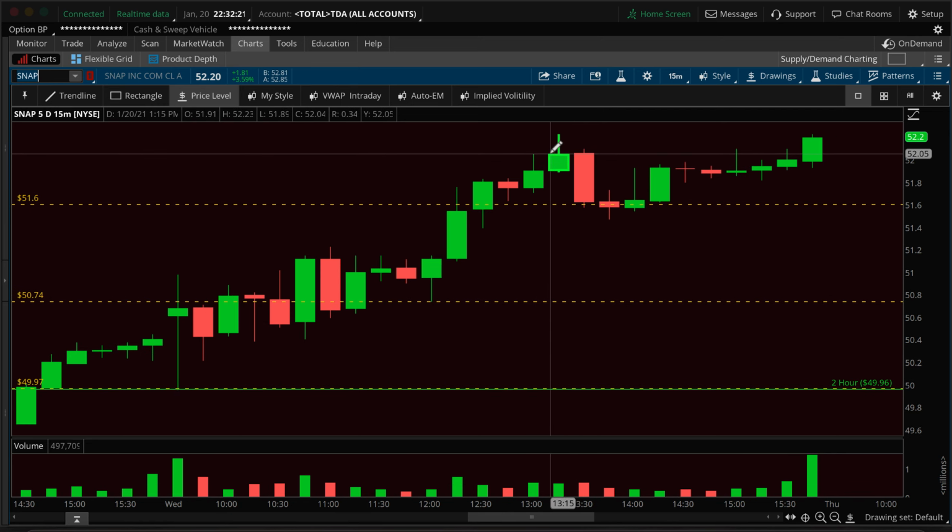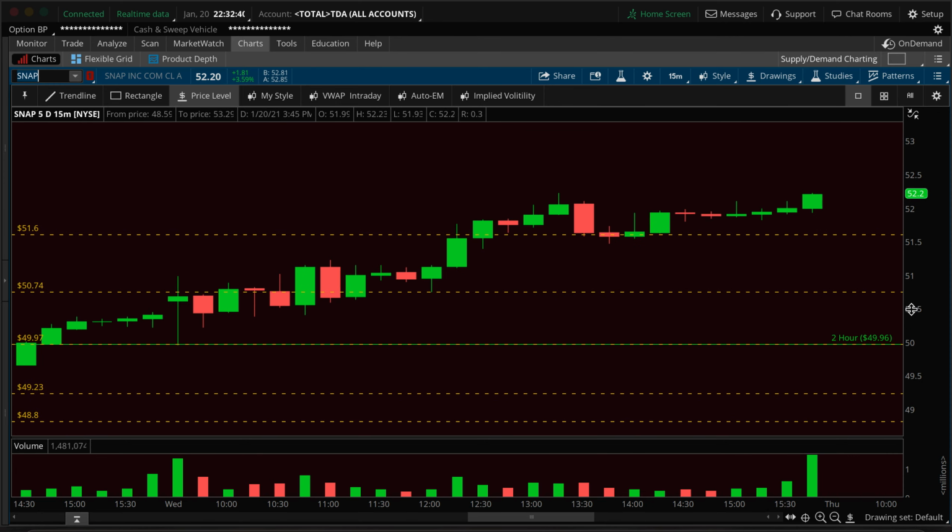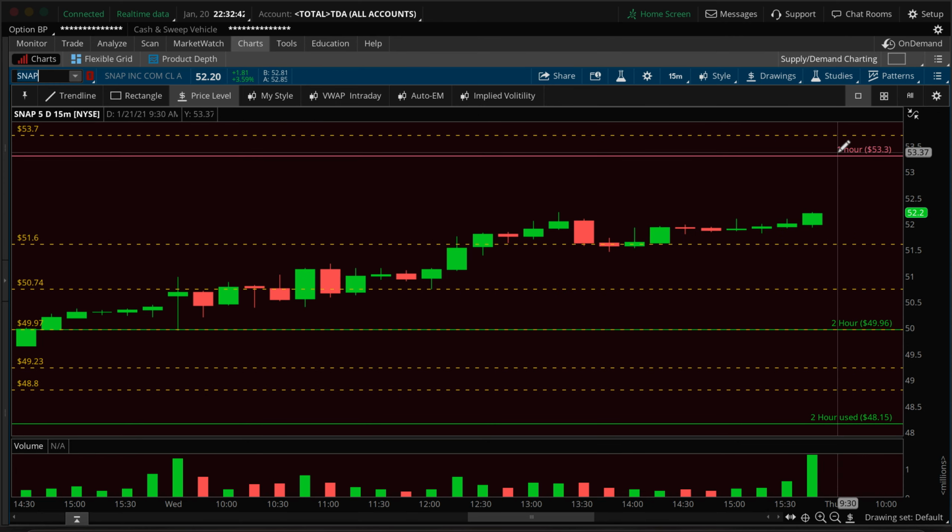And then I had a tight stop on it. I wasn't trying to make anything huge. I think I got out on this candle here. I wasn't planning on holding long, only had one contract again. I was trying to target, if we did keep moving, this 1-hour supply at 53.30.